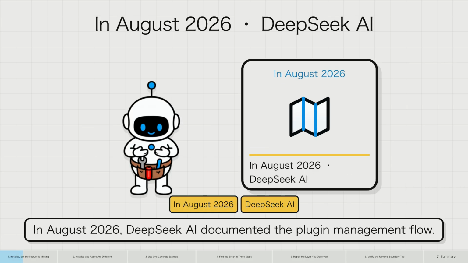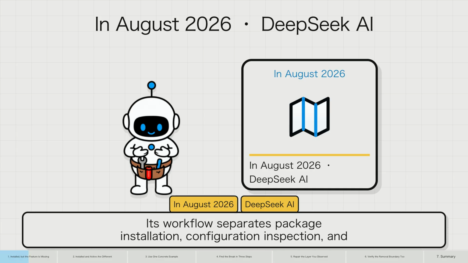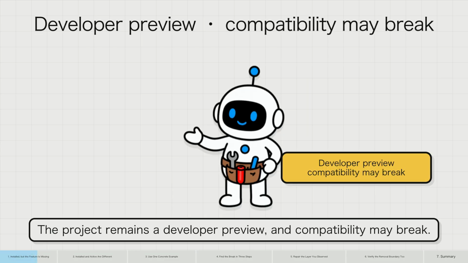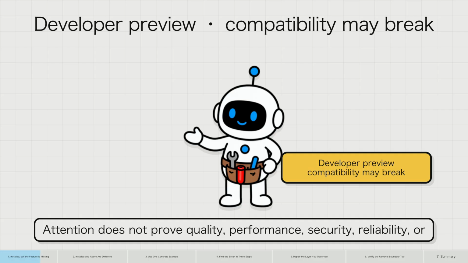In August 2026, DeepSeek AI documented the plugin management flow. Its workflow separates package installation, configuration inspection, and startup verification. The project remains a developer preview, and compatibility may break. Attention does not prove quality, performance, security, reliability, or production maturity.